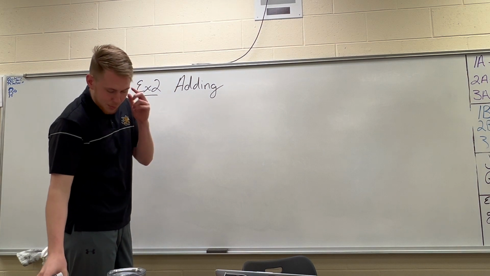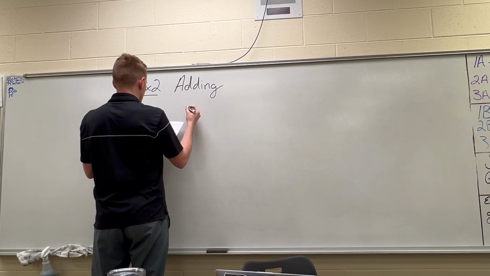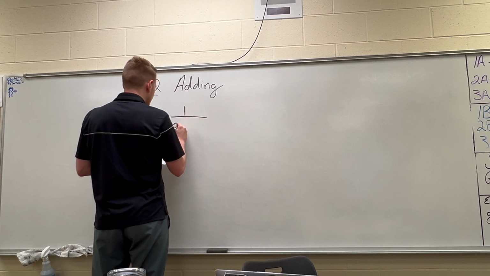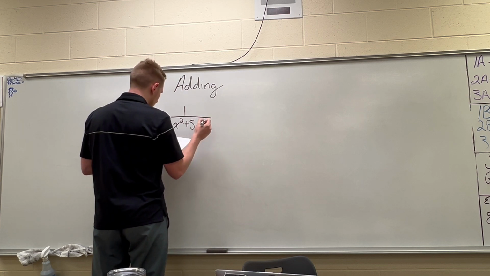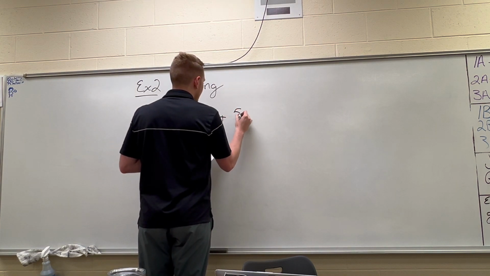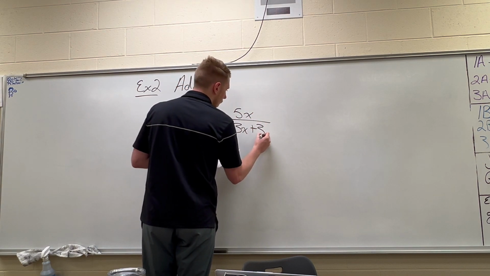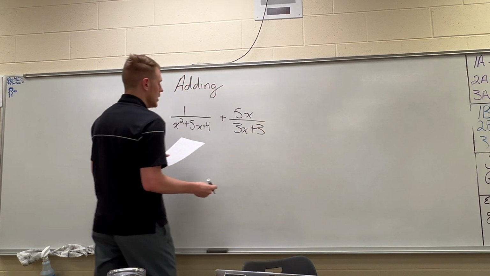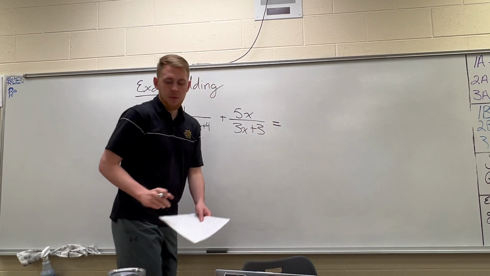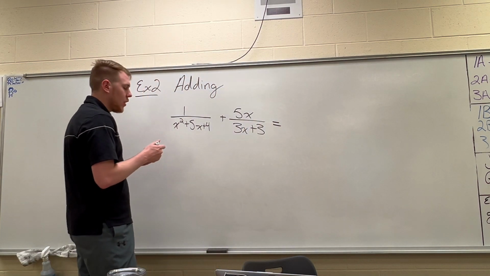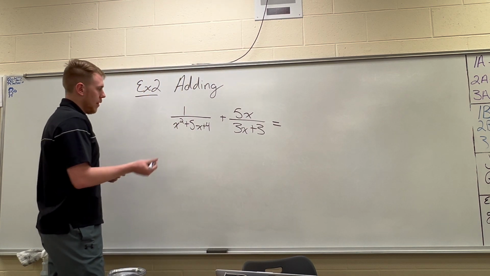Here's your example. 1 over x squared plus 5x plus 4 plus 5x over 3x plus 3. So, what do I have to do? Well, the first thing you need to do is factor out your denominators. You need to get those in factored form. So, what are the factors of this?